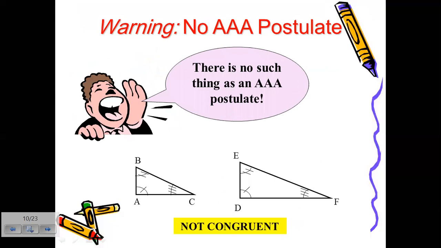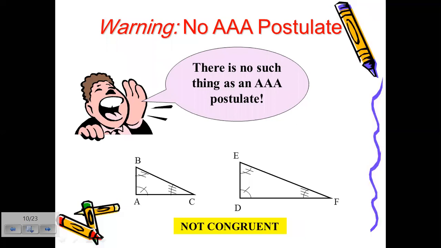If I have angle, angle, angle. If I have in triangle ABC, the measure of angle A equals the measure of angle D, and the measure of angle B equals the measure of angle E, and the measure of angle C equals the measure of angle F. Can I say triangle ABC is congruent to triangle DEF? No, it's not congruent. Why? ABC is a small triangle and DEF is a big triangle.